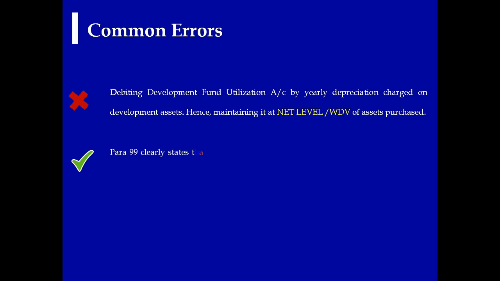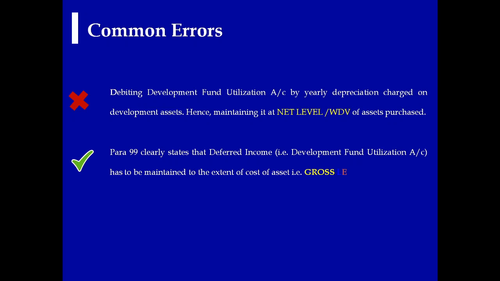Para 99 in its text clearly says that the deferred income, which is what we had reclassified to the development fee utilization account, has to be maintained to the extent of the cost of asset, and when we say the cost of asset, it means the gross level of the asset. So I think the operating words to keep in mind in this case are that the cost of asset is equal to the gross level and not the net level of the asset. So that is another error that we have seen people making a lot of times.